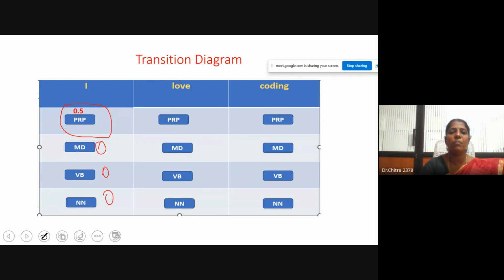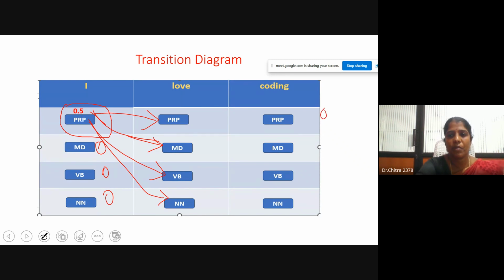Now find the probability of getting the word love. Love is the second word. For that one, you will calculate the probabilities. The only possibility is PRP, right? From PRP only, you can process the string. So here now you find the weight PRP to PRP, PRP to MD probability, PRP to VB probability, and PRP to NN probability. To find this probability, we should find the initial probability of PRP, which is 0.5.